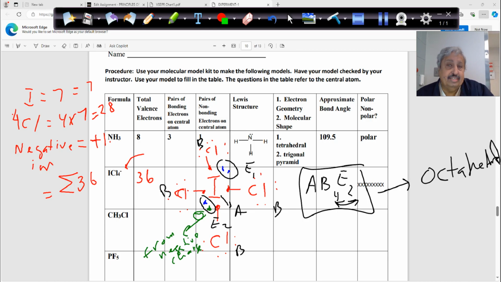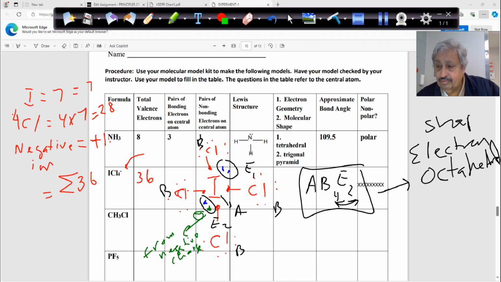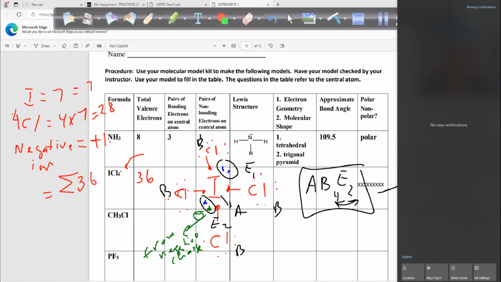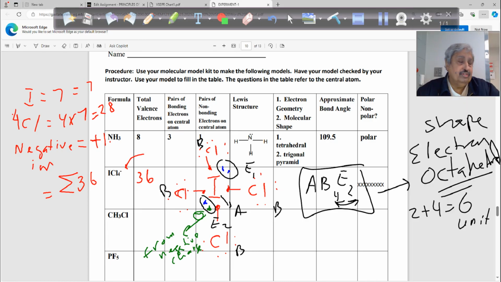Okay, guys? This is octahedral for this electron shape or geometry. Why? Because it has 2 plus 4 is 6 units, or zones or domains. They are the same, or groups, units or zones, whatever you call them. 4 sets of single bond and 2 sets of lone pair. How many in total? The total is 6. So the electron geometry is octahedral.